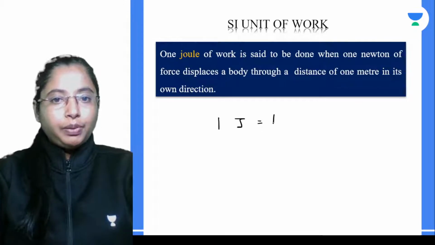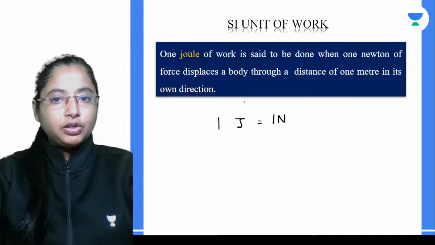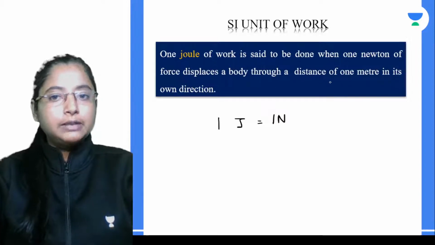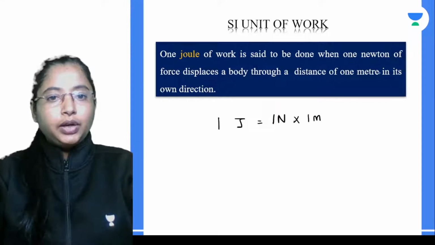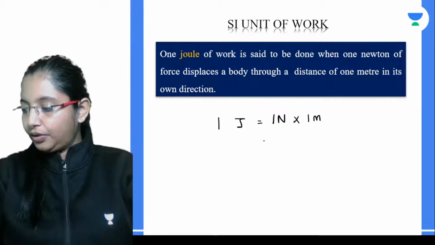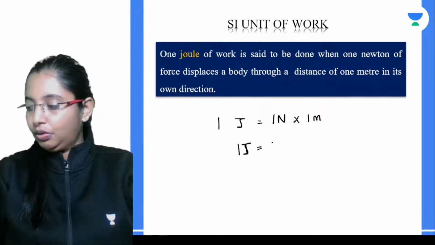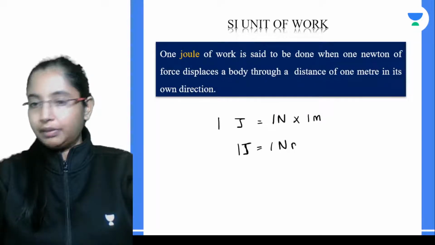Okay, if you apply 1 Newton of force, and that force displaces an object through a distance of about 1 meter in the direction of the force applied, then the work done is 1 joule. So 1 joule is equal to 1 Newton meter.